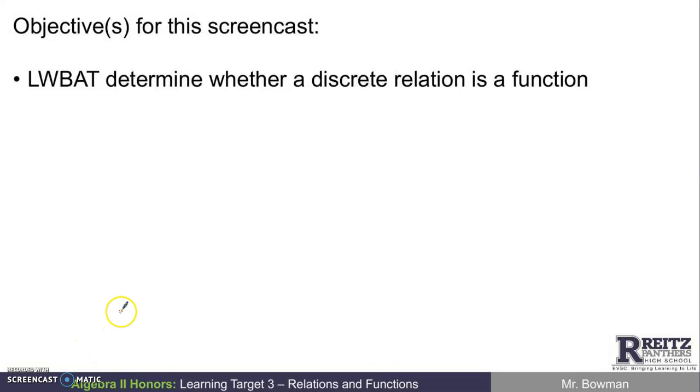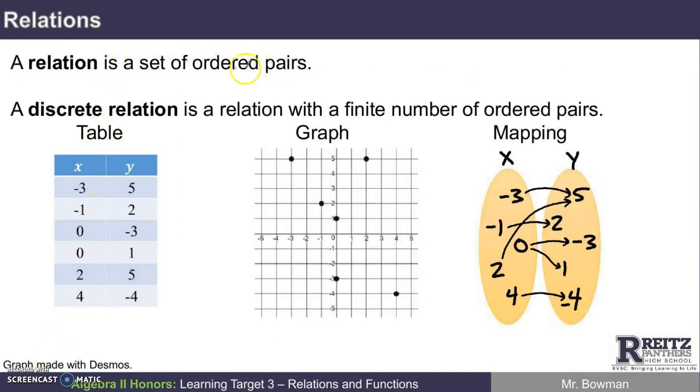The objective for this screencast is learners will be able to determine whether a discrete relation is a function. So a relation is simply a set of ordered pairs. One way to write a relation out would be to simply write the ordered pairs as a set.